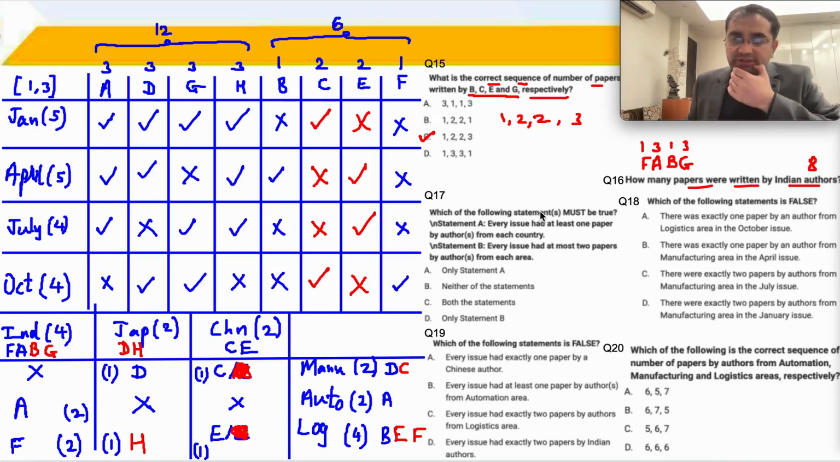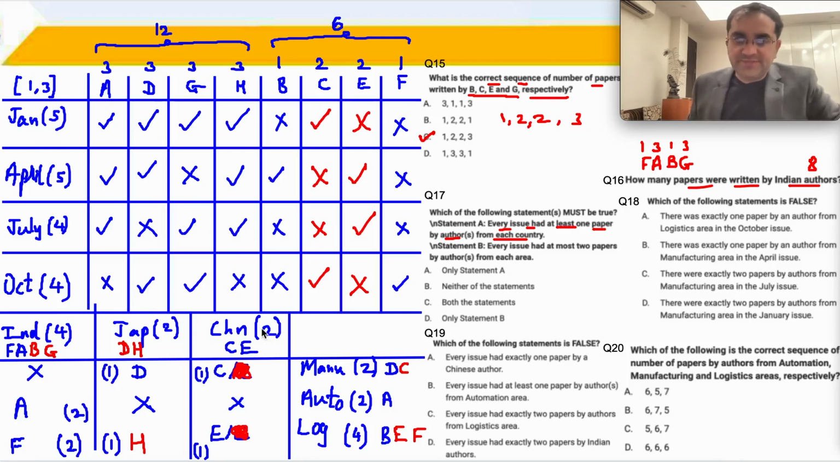17. Which of the following statements must be true? Every issue had at least one paper by authors from each country. January में इंडिया का है कोई? FABG में से? Yes, A है, A है, A है. October में G है. So Indian author is there. Japanese, D and H है क्या हर एक issue में? D is there, D is there. July में H is there. October में D is there.